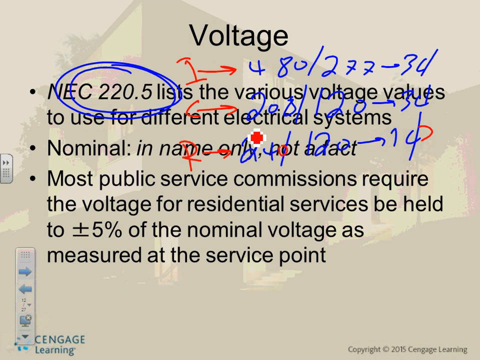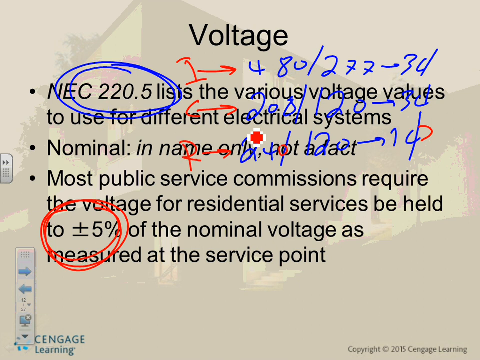240-120 single phase. Okay, now these are called nominal voltage. What the heck is a nominal voltage? This is just a name. So if you physically go with a voltmeter and measure the voltage, would you find it exactly 240? No, you might find it 241, 242, 243. It hovers around plus or minus 5% of this value.